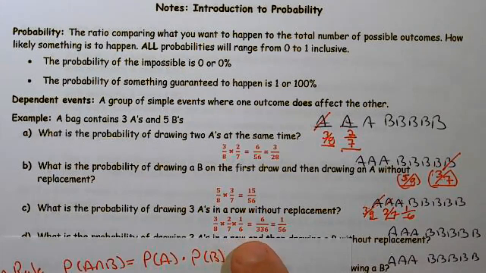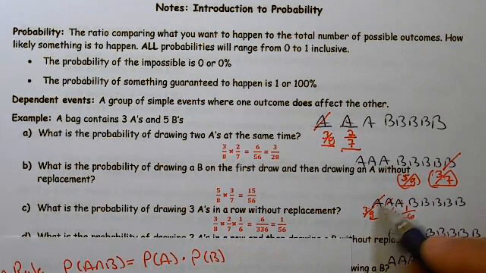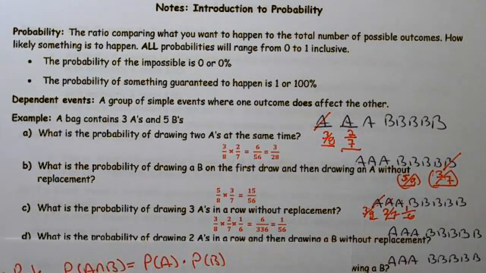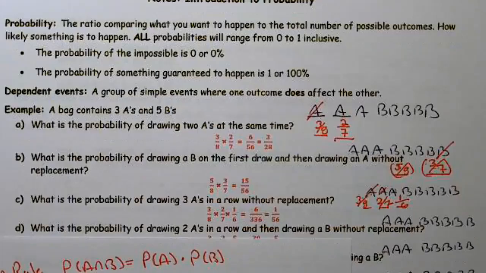What if it asked for 4 A's in a row without replacement? Well, I crossed off the first one at 3/8, the second at 2/7, the third at 1/6, and then I have 0. So I'm multiplying by 0. So there's no way we could have 4 A's without replacement here. All right. That wasn't one of the questions, but that was for free.